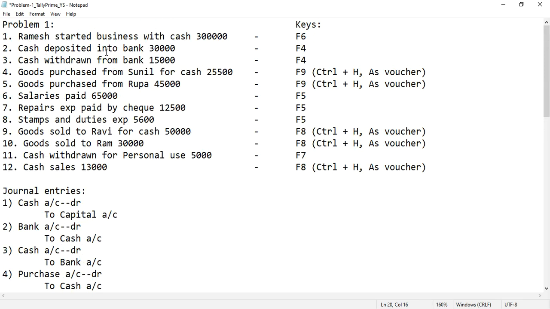Like that, for each and every transaction, I have listed out which key it comes under. A simple thing you can remember: whenever you are receiving an amount into the business, always think from the business point of view.